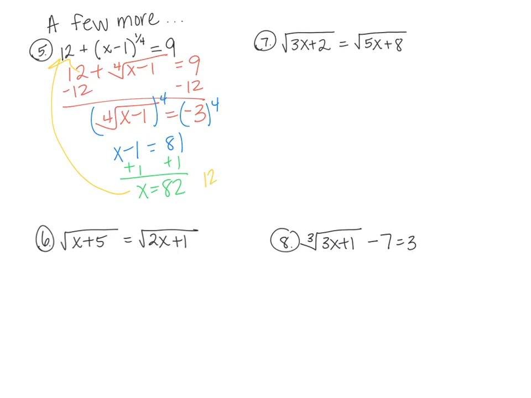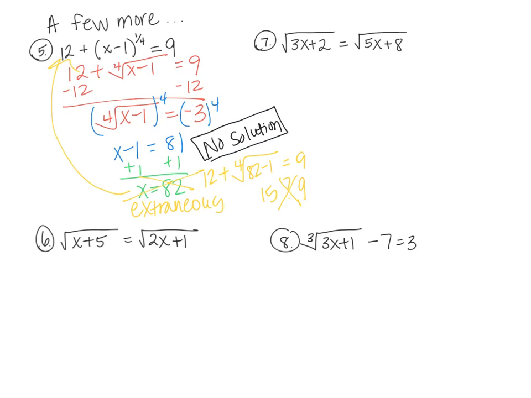So I get 12 plus the fourth root of 82 minus 1 equals 9. Okay, so 82 minus 1 is 81. The fourth root of that is 3. 12 plus 3, that is 15. That is not equal to 9. So this is actually extraneous, which means that 82 does not work. So my actual answer is no solution.